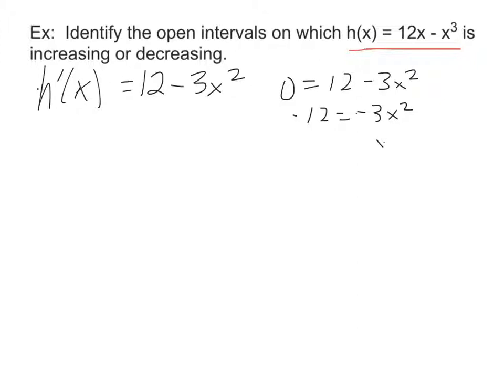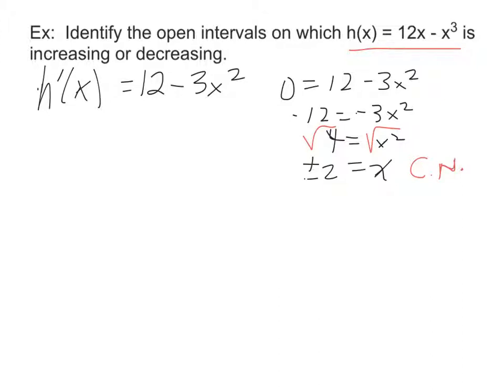x squared equal to 4. So x has got to equal plus or minus 2. Don't forget the plus or minus because we're going to take the square root of that. So here are my critical numbers at positive 2 or negative 2.